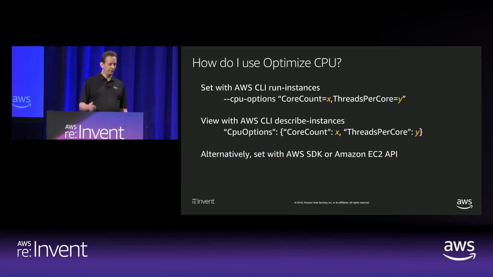All right, so if you want to do that optimized CPU, you can use the EC2 API or the AWS CLI or the AWS SDK, and here are some small code snippets of how you can do that.